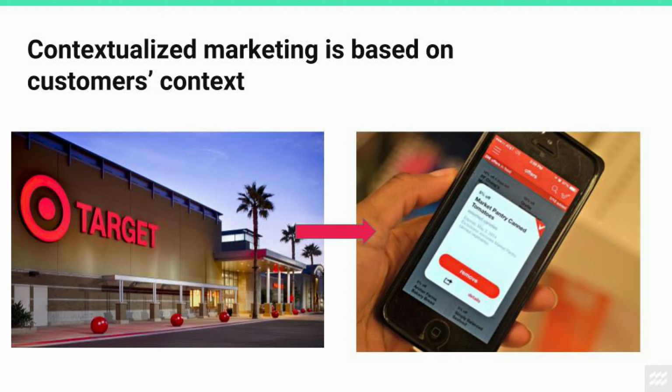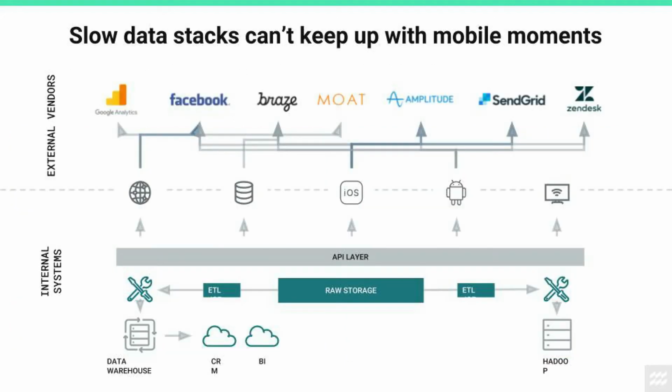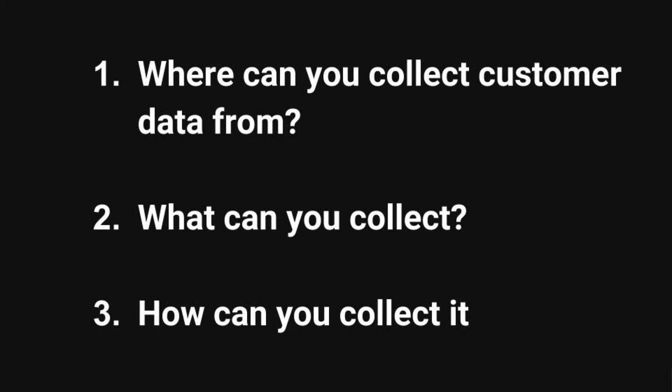To create contextualized marketing, you need to be able to act on real-time data from every customer touchpoint in real time. So how do you know if your martech stack is up to the task of keeping up with mobile? To find out, you need to ask yourself 3 questions. Number 1, where can you collect customer data from? Number 2, what can you collect? And number 3, how can you collect it?